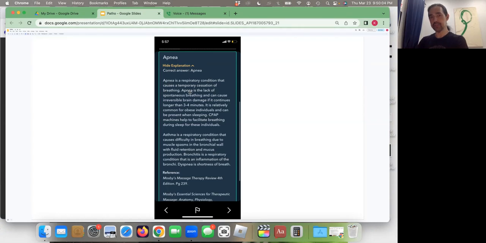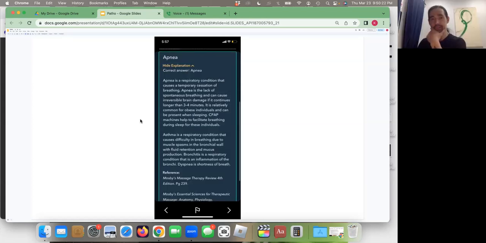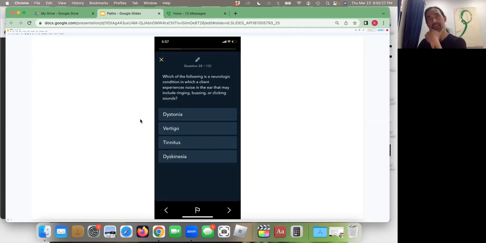Temporary cessation of breathing. Apnea is the lack of spontaneous breathing and can cause irreversible brain damage if it continues longer than 3 to 4 minutes. Wow. Relatively common for obese individuals and can be present when sleeping. So you know who to watch out for, right? Oh, so that just means sleep apnea. Okay. Well, I think the implication is that sleep apnea is a type of apnea. Maybe apnea can occur at other times.